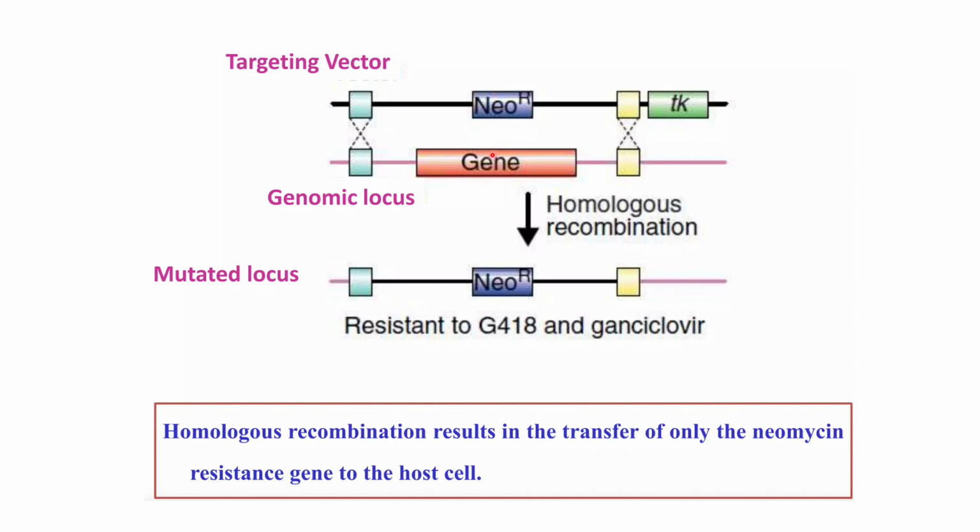So again, here's a representation. Here's your target gene, and here are the selection markers, and these are the recombination sites. After the procedure, homologous recombination occurs and the gene is knocked out, so you have the selection marker. So the mutated locus is resistant to these drugs, G418 and ganciclovir. Homologous recombination results in the transfer of only the neomycin resistance gene to the host cell.